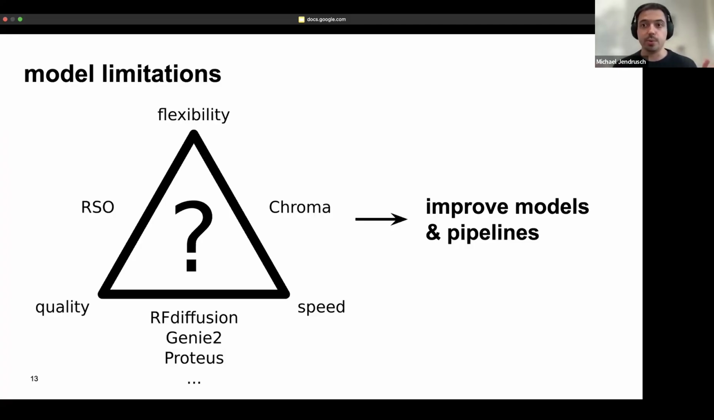And also what is very important for experimentation here is the time to first design. So how long do we have to wait to see the first structure out of the model to see if we have to change anything?